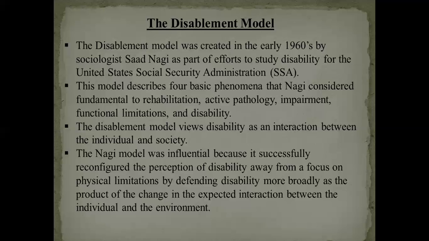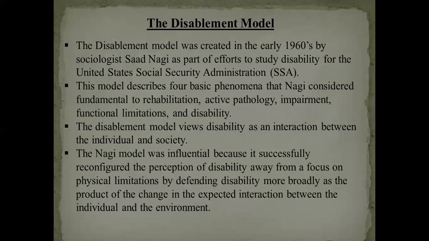The Nagi model was influential because it successfully reconfigured the perception of disability away from a focus on physical limitations, by defining disability more broadly as the product of a change in the expected interaction between the individual and the society and environment. Rather than saying they have certain physical limitations, the Nagi model tells us it is not because of physical limitation, it is because of the change in the expected interaction. We have certain expectations towards every individual, so when they don't interact in such a way, we tell them they are disabled. Such a model is called the disablement model.